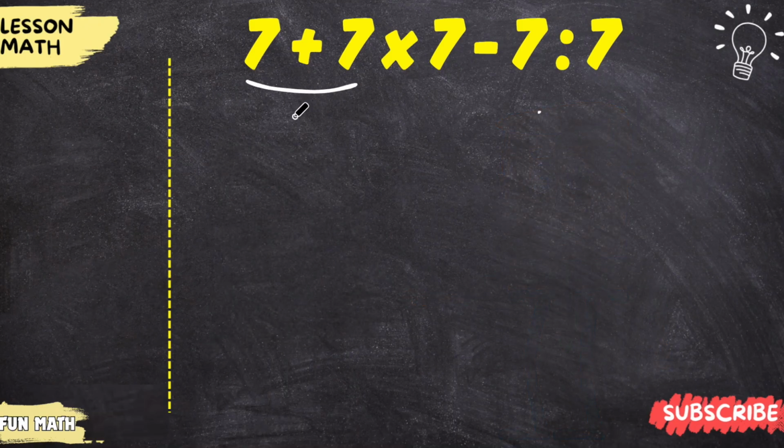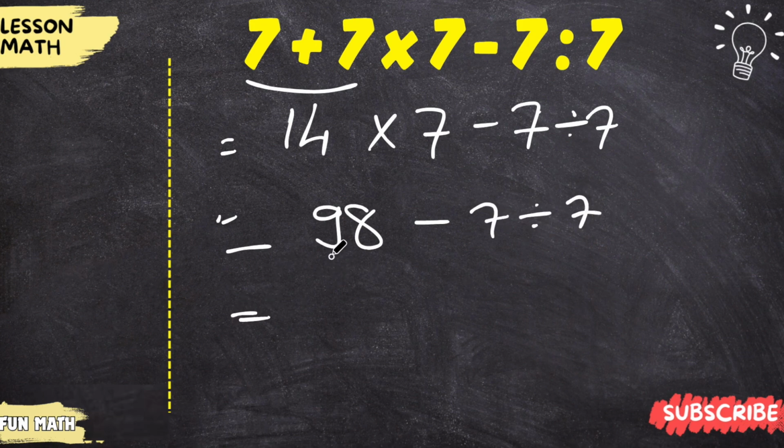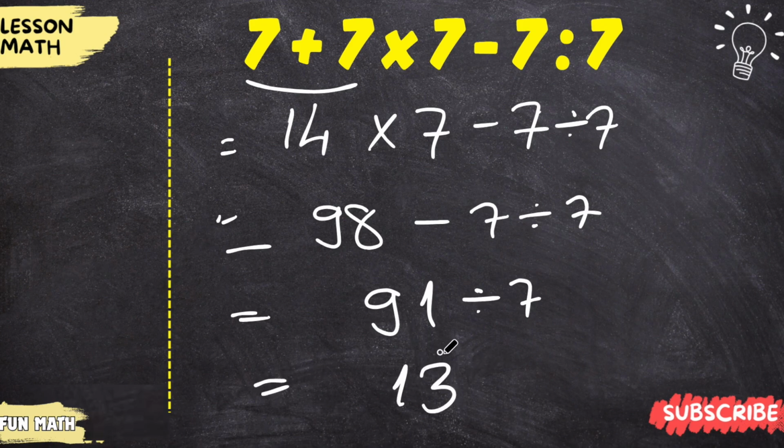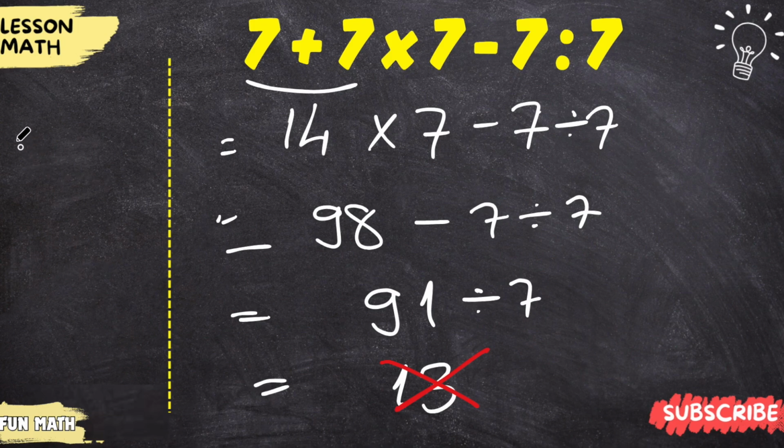Let's solve it right away. 7 plus 7 equals 14. 14 times 7 equals 98. 98 minus 7 equals 91. 91 divided by 7 equals 13. If you solve this, you'll make an error. So how do we solve it? When solving this question, we use the principle of order of operations.